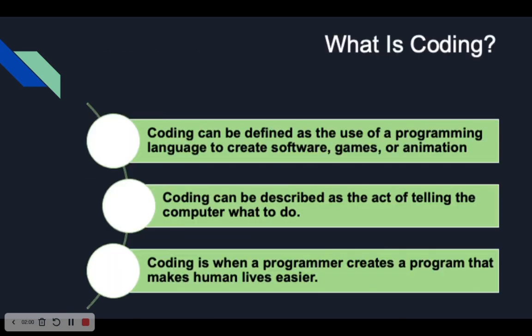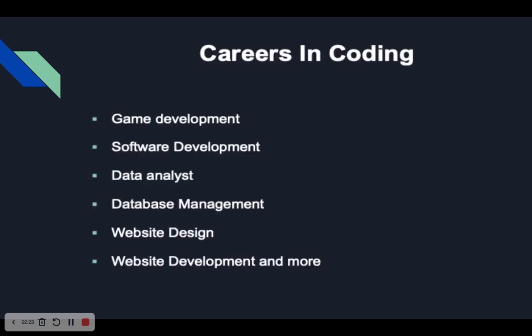All right. So what is coding? Coding can be defined as the use of programming language to create software, games, or animation. Coding can also be described as the act of telling the computer what to do. Coding is when a programmer creates a program that makes human lives easier. That is what is called coding.